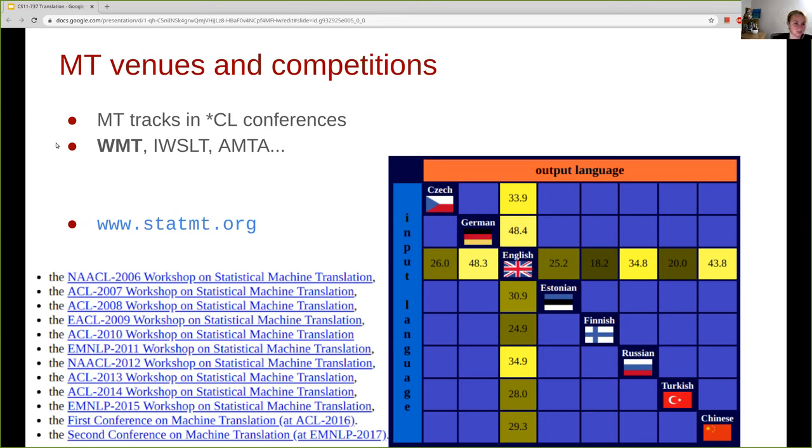The biggest of them is already a conference, the Conference on Machine Translation, WMT. And there is also IWSLT, which is a workshop on spoken language translation, and others. In these competitions, multiple systems compete, including real-world commercial systems. And this is an example of an evaluation matrix, I think from 2018, that showed the BLEU scores for machine translation systems between multiple morphologically rich or morphologically poor languages.